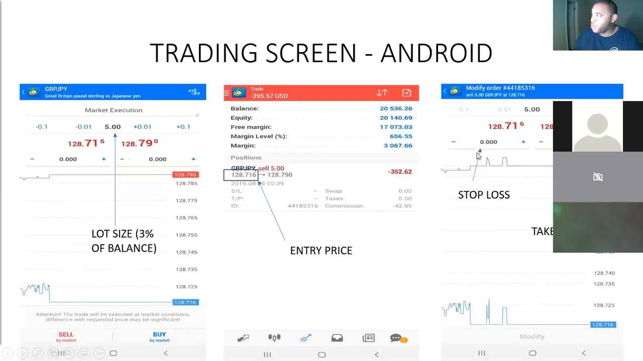The red is the stop loss. Red is negative, so you want to put your stop loss in. If your stop loss is hit, it'll automatically kick you out with a loss. Take profit will take you out in profit, automatically kicking you out of the trade.